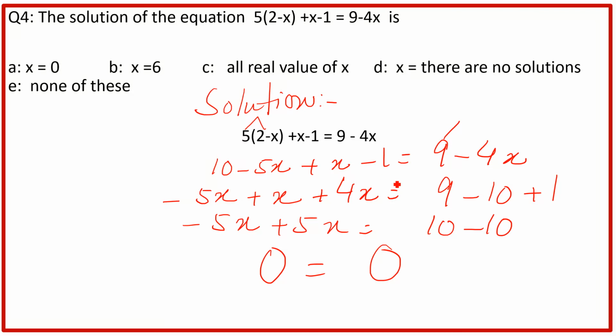It means which one is correct? All real values of x. If you have 0 is equal to 0, it means this equation is true for all the real values of x. So this C is correct, right?